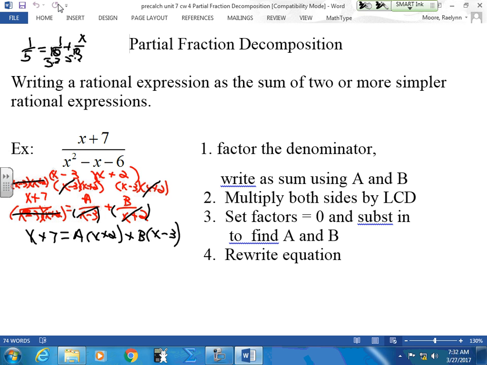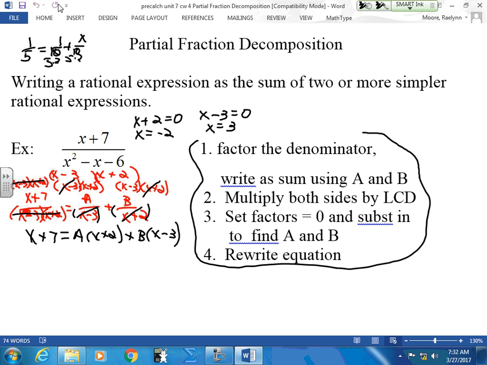Okay, so now we're going to do this. We have two factors. We have an x plus 2 and an x minus 3. We're going to set them equal to 0 and solve. x is negative 2. x is 3. This is the most important part. Just keep following this little routine.